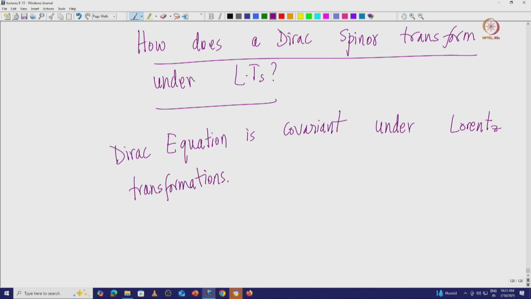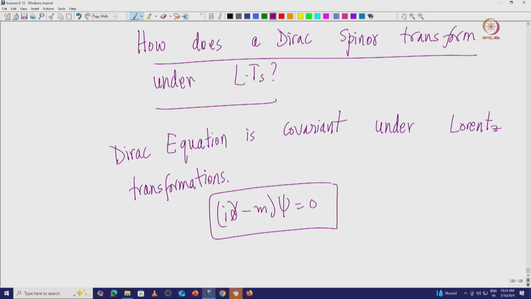So what does it mean? It's not invariant, it's covariant. The form of the Dirac equation doesn't change. The form is essentially I del slash minus m acting on psi. This form is invariant, and form invariance is called covariance. So we will look at the covariance of the Dirac equation in the remaining part of this lecture and the next lecture.